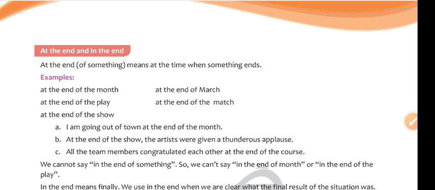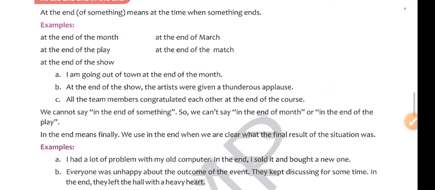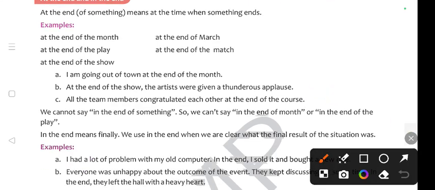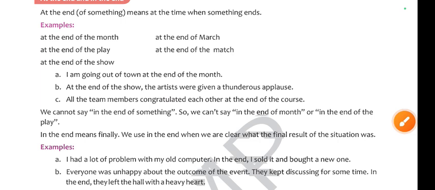At the end and in the end mean at the time when something ends: at the end of the month, at the end of March, at the end of the match, at the end of the play. You can use it like that.